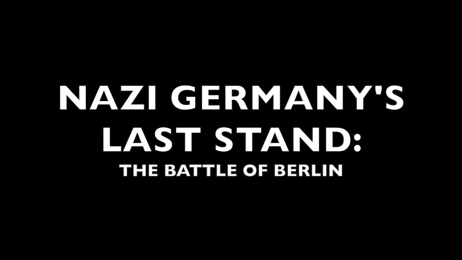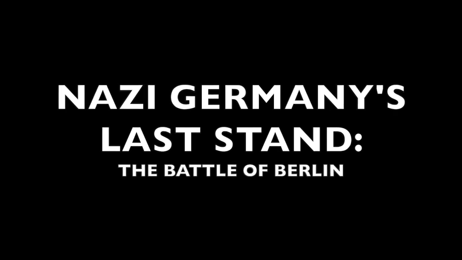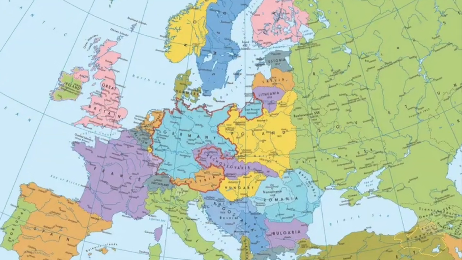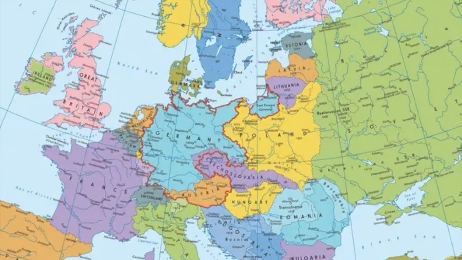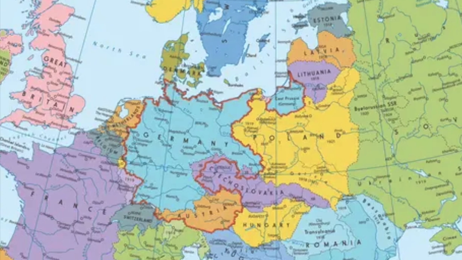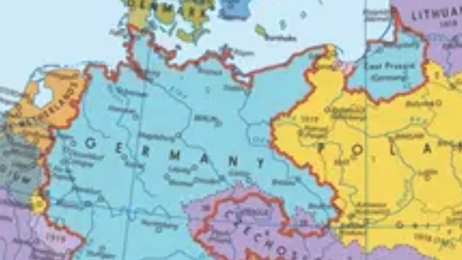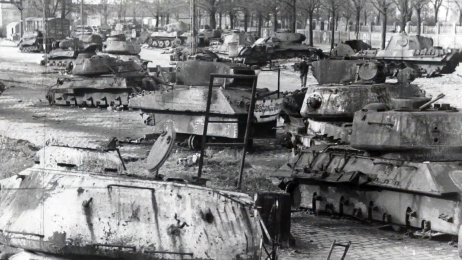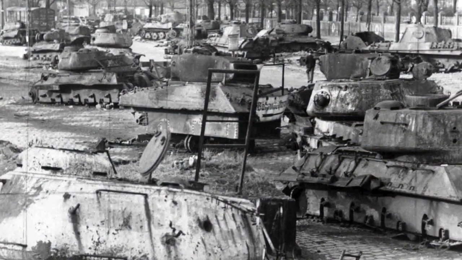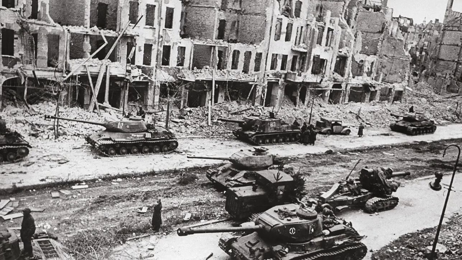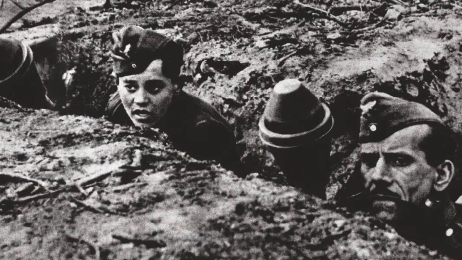Nazi Germany's last stand. The Battle of Berlin. The Battle of Berlin, fought between April 16 and May 2, 1945, marked the climactic final chapter of the Second World War in Europe. As the Soviet Red Army advanced toward the German capital, Adolf Hitler's Third Reich faced its inevitable collapse. This fierce and bloody battle was pivotal in ending Nazi Germany's reign and reshaping the political landscape of Europe.